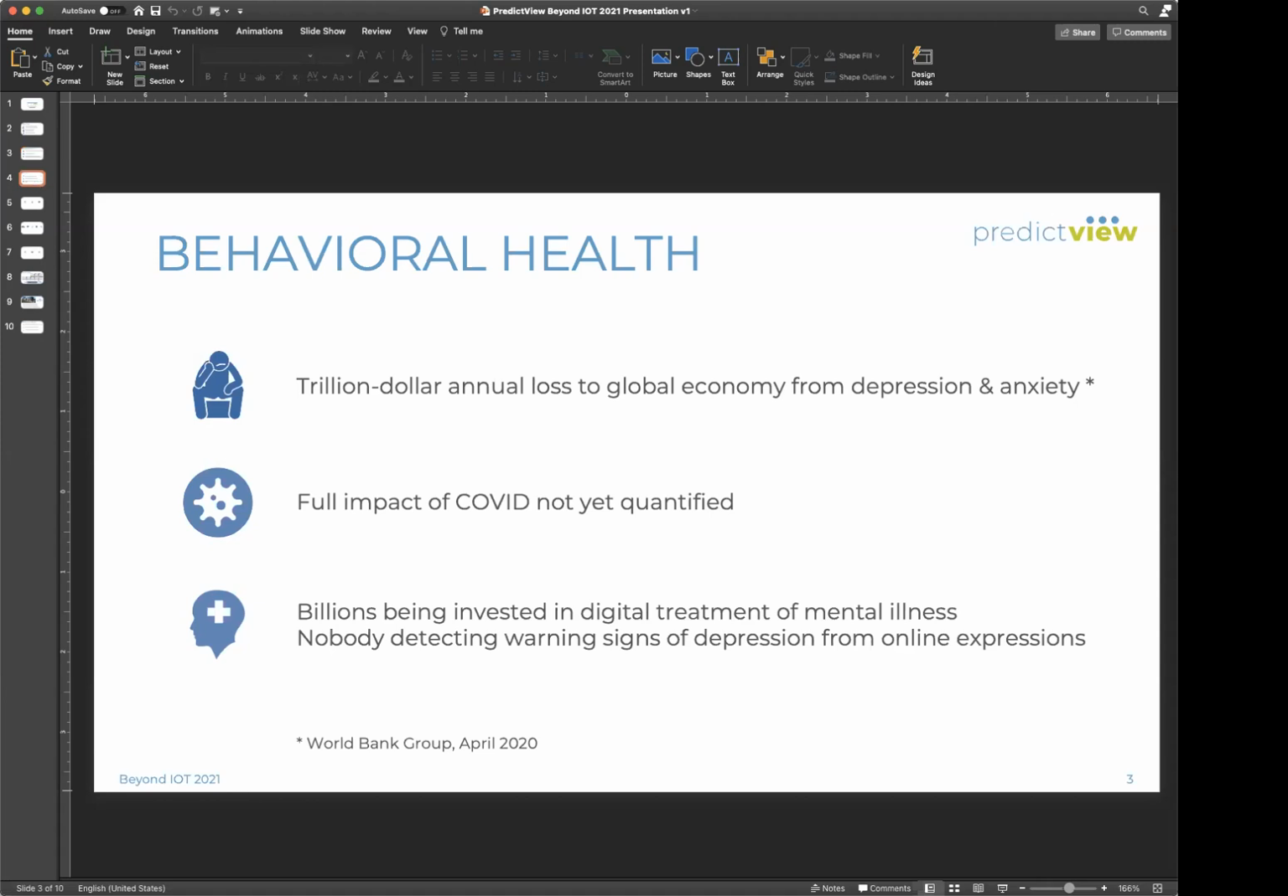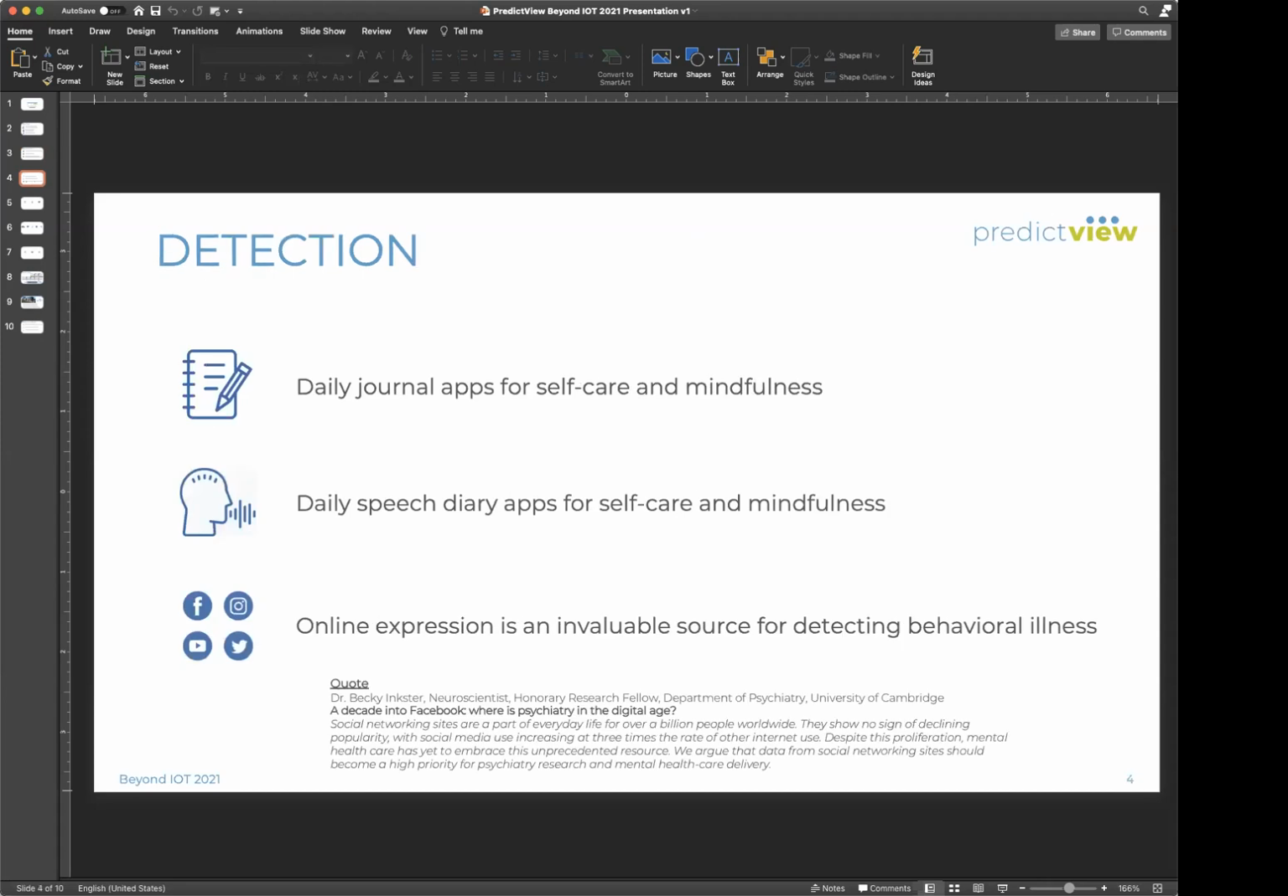So let's talk a little bit about detection. There are written daily journal apps for users that are feeling depressed or have anxiety. These are AI bots that provide responses and suggestions based on the information provided by the user. There are other daily speech diary apps. Some use AI to determine changes in speech patterns to detect stress, anxiety, and depression. Dr. Lynch talked about that a little bit earlier. Some even use AI to simulate a conversation with a therapist.